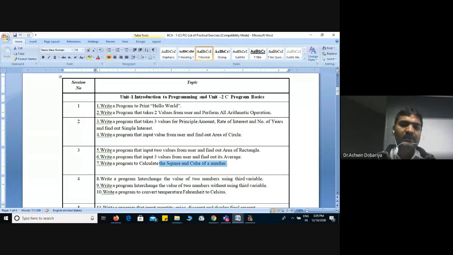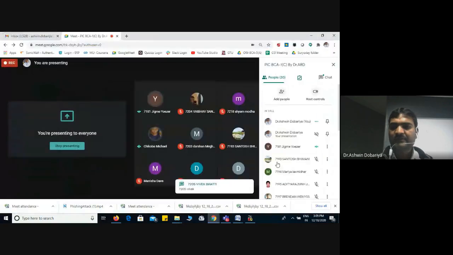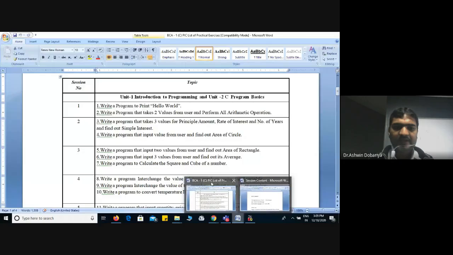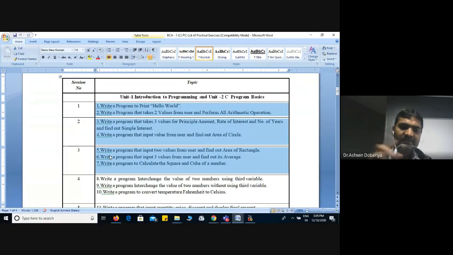How many students have performed all 7 programs at home? Please respond in the chat so I can understand how many students have finished. Out of 7 programs, mention the figure. Suppose you have finished 6 programs, then mention 6. If you finished 5, then mention 5, so that you have written the algorithm, flowcharts, and C program in your notebook. At a later stage, I will inform you how you have to submit this assignment to me. Most probably, I will send a Google form link where you have to upload a PDF of your submission.